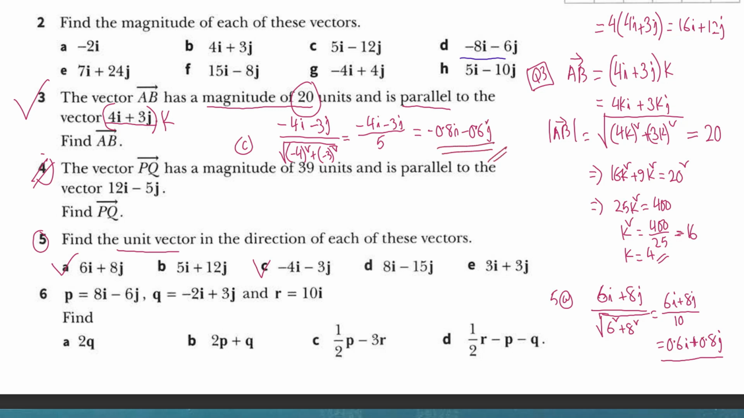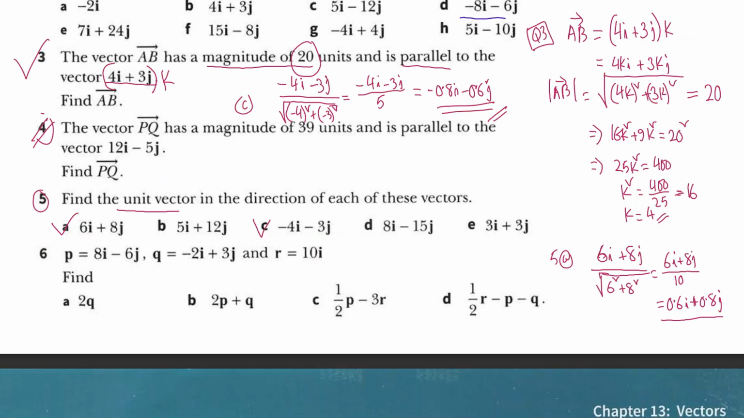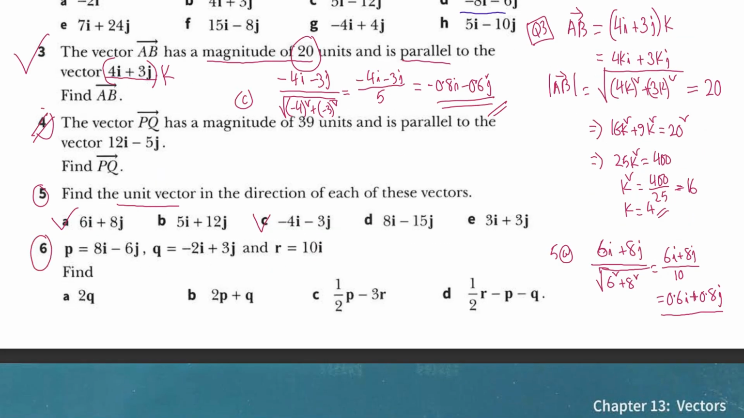At this stage I am going to show one more question from this page, which is question number 6. It's also very easy. P is given as 8i minus 6j, denoted by P, and Q is minus 2i plus 3j. R is 10i. They're asking us to find that vector. Say part B we are going to find out. It is written here 2P plus Q.